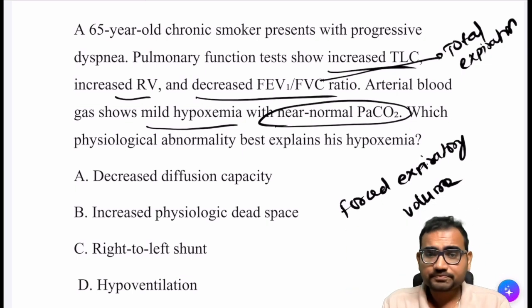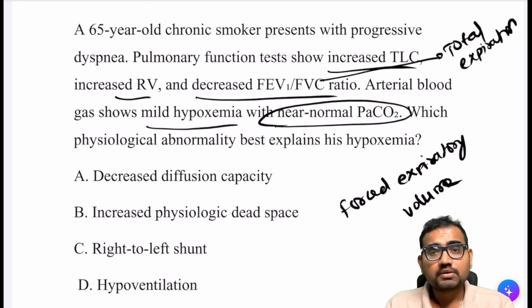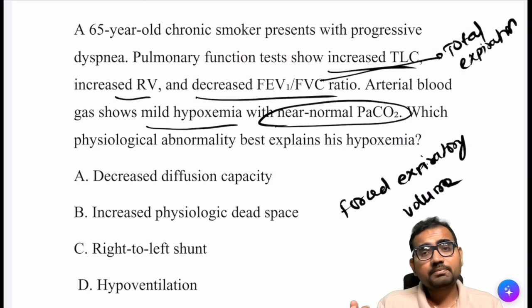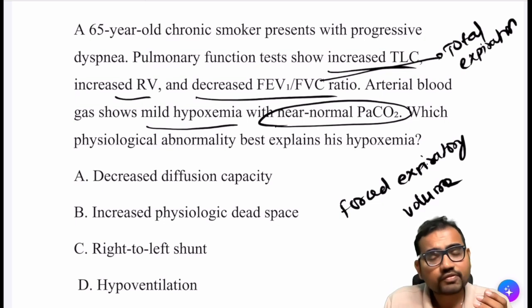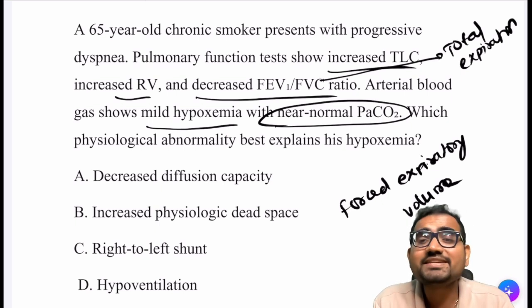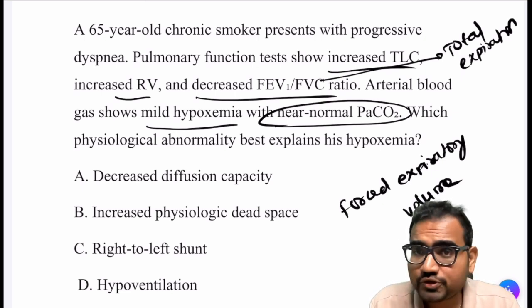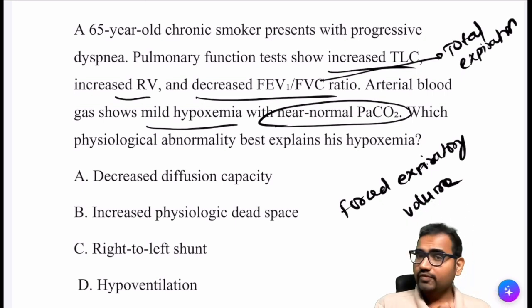Because of the perfusion abnormality in the blood, the oxygen cannot enter from the lungs to the blood. Carbon dioxide diffuses more than 20 times faster than oxygen, so it easily diffuses from the blood vessel to the lungs. The partial pressure of carbon dioxide remains normal because it can easily diffuse, but the oxygen cannot enter the blood because the perfusion is not good, the ventilation perfusion ratio is abnormal. So in this scenario, it is a case of emphysema.